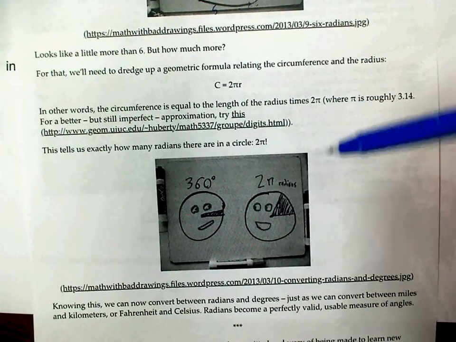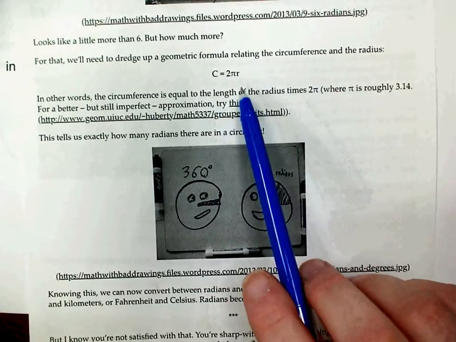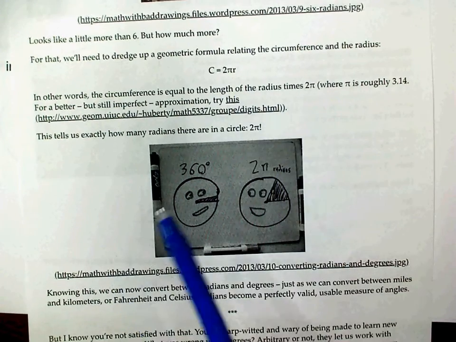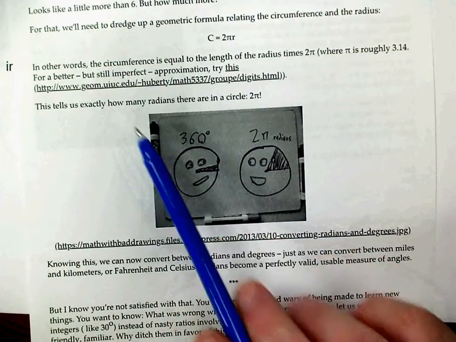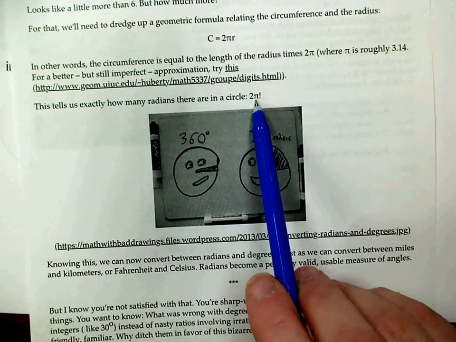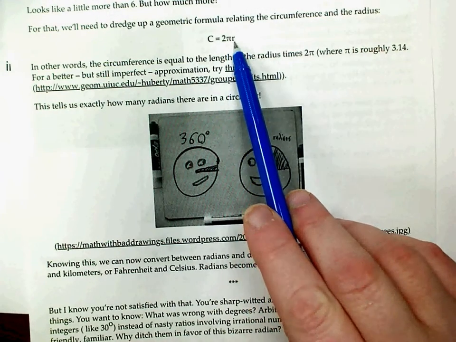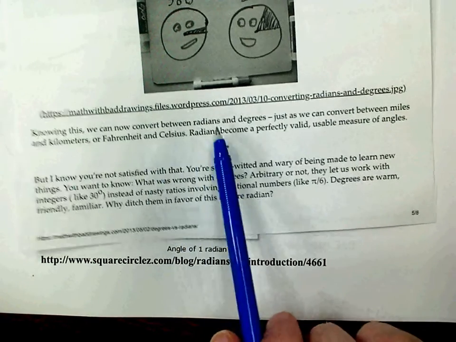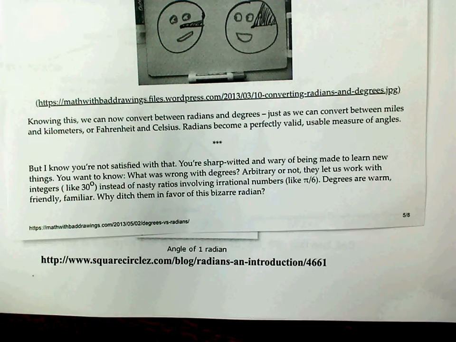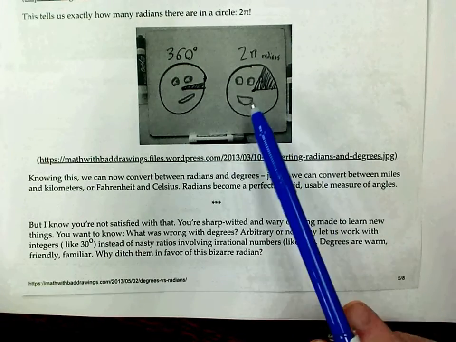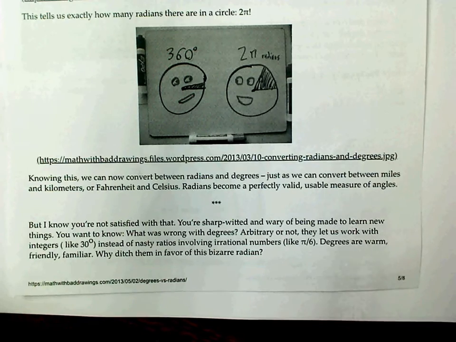So it looks like it's a little more than 6 times that we can wrap that length around the circle. So we're going to look at a formula that you should be familiar with, the circumference formula. Circumference is 2 times pi times the radius. So that tells us exactly how many times that radius length can go around the circle. It's 2 pi. It takes 2 pi of your radii to make up the circumference. So knowing this, we can now convert between radians and degrees, just as easily as you know how to convert between miles and kilometers and Fahrenheit and Celsius and so on. So I just want you to know the reason why we use radians is it's not based on an arbitrary base number system.